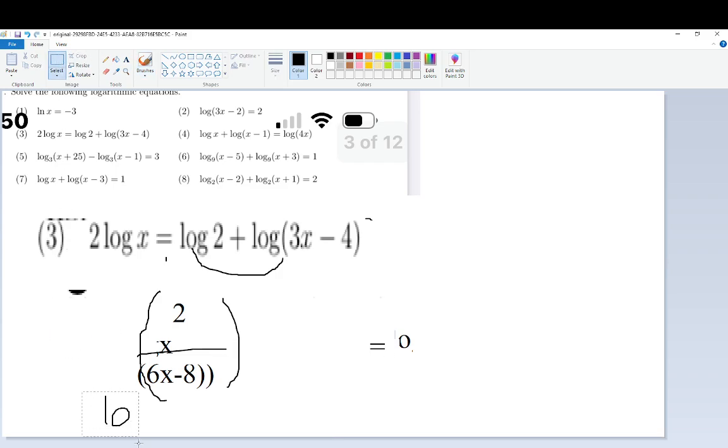So I can get rid of log. I can rewrite this as 10 to the 0 is equal to this mess. Well, 10 to the 0 is 1. Now I have x squared divided by 6x minus 8 is equal to 1. So I multiply both sides by this denominator.